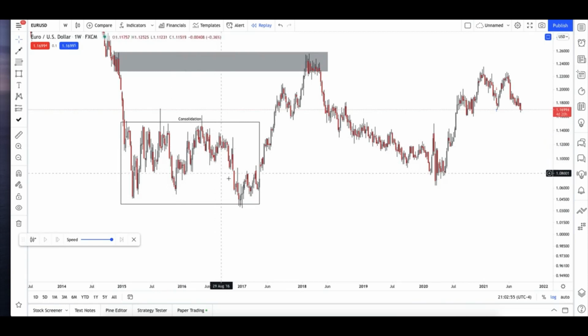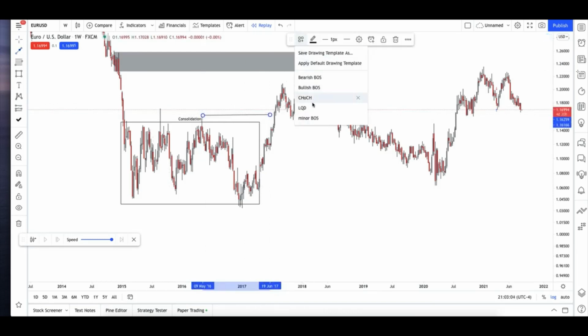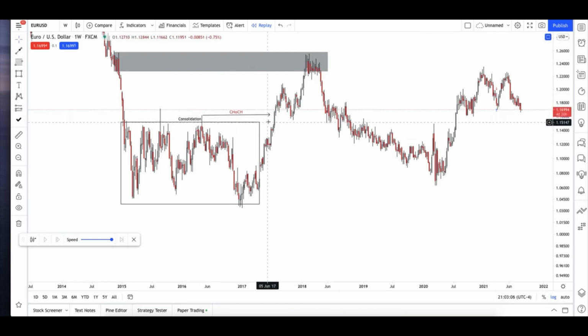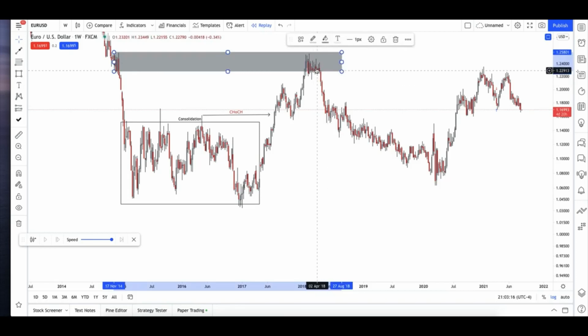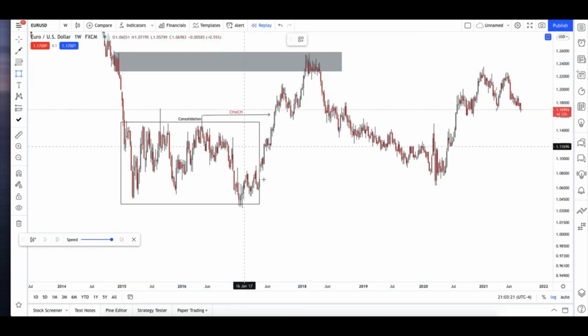Price broke out of this area of consolidation and expanded to the upside, so we would call that a change in character, right? Now we know price is in a bullish sentiment. Once price moved over to the upside, it reacted off an area of supply right over here. That's when price started to move over to the downside. We saw some retracements down to a nice demand right over here.